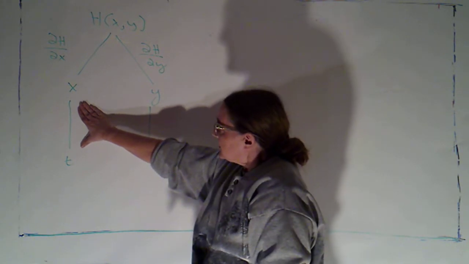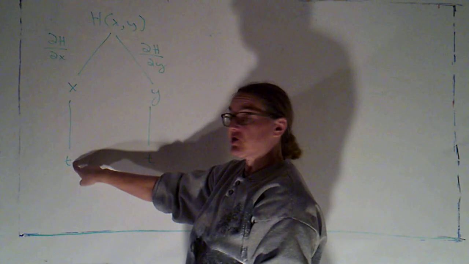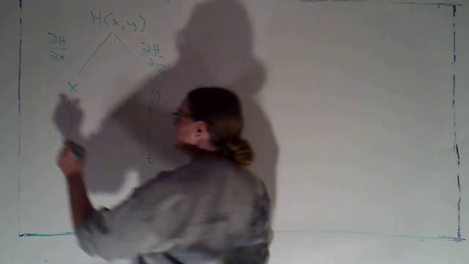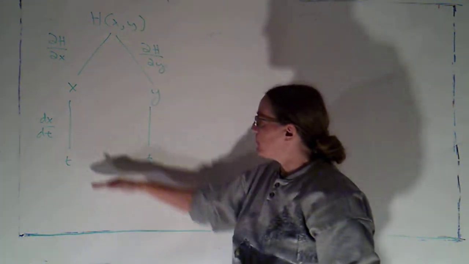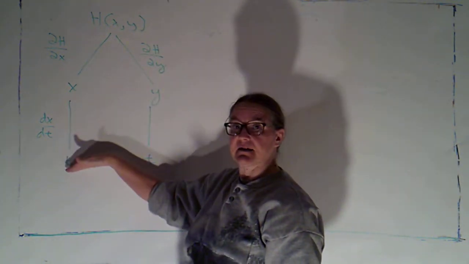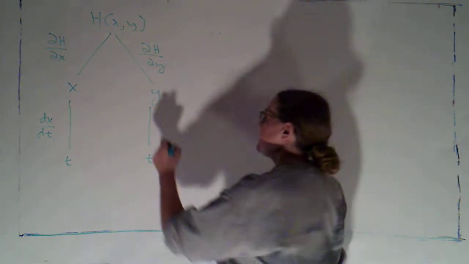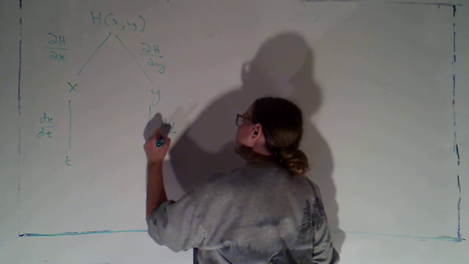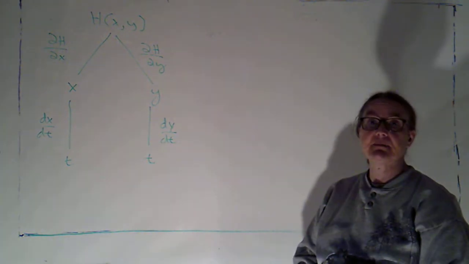Now here, x depends on just one thing. So if x depends on just one thing, that's going to be a full derivative. dx by dt would measure the rate of change of x with respect to t. y depends on just t, so that's going to be a full derivative. dy by dt gives me the rate of change of y with respect to t.